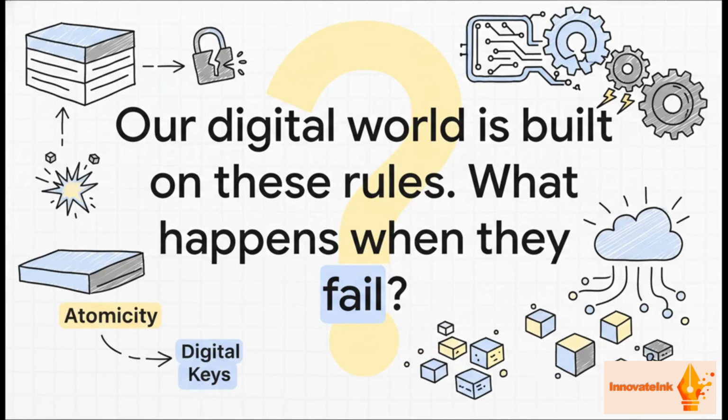So I'll just leave you with this final thought. Everything we do in our digital lives is built on these simple, fundamental rules. Rules like atomicity and primary keys. Our world relies on those guarantees. So what happens if, for whatever reason, those guarantees, those pillars, start to crack? It's definitely something to think about.